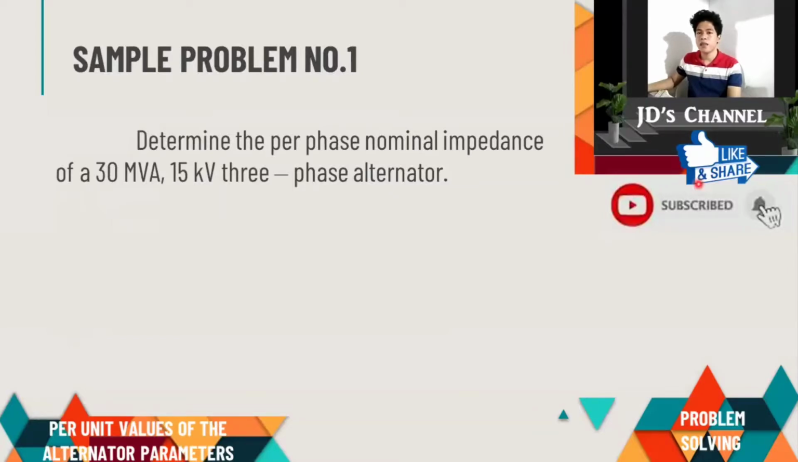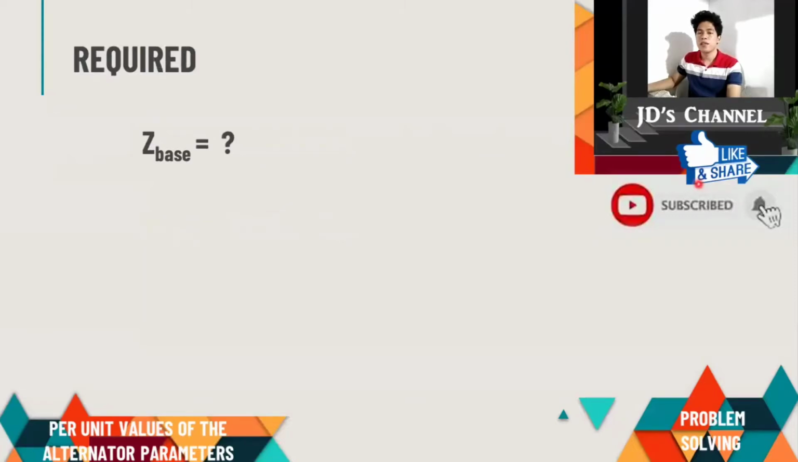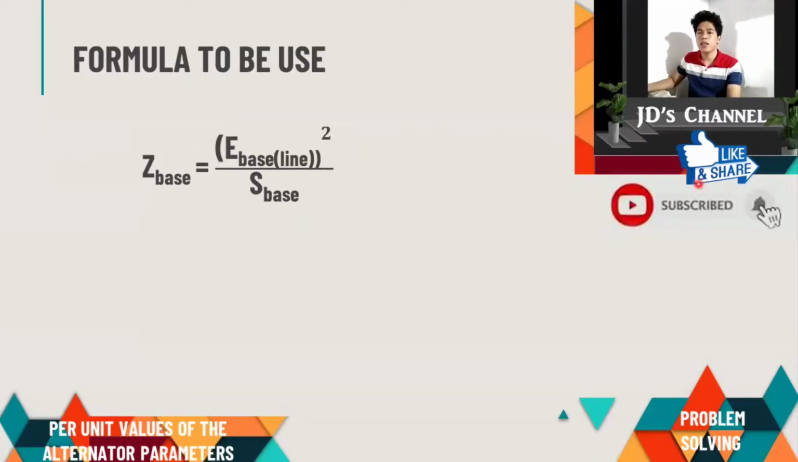So, for the given, class, E base is equal to 15 kilovolts or 15,000 volts. S base is equal to 30 MVA or 30 times 10 to the 6 VA. For the required, class, we are going to find the Z base. Formula to be used, Z base is equal to E base quantity squared over S base.